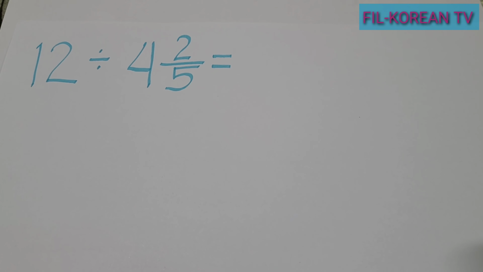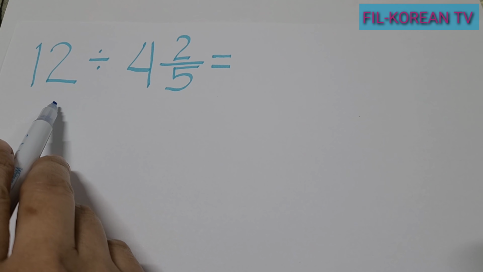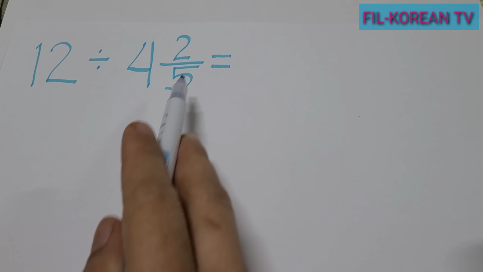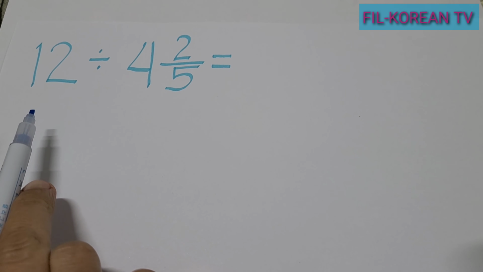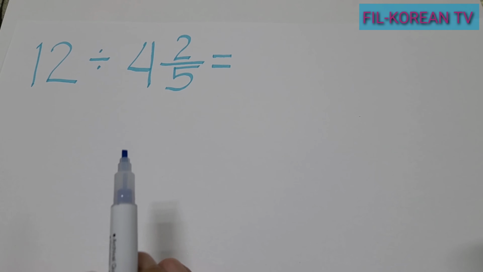Third problem na isosolve natin is division of whole number and mixed number. Okay, 12 divided by 4 and 2/5. Okay, to divide whole number by mixed number, we need to change the whole number and the mixed number into improper fraction. And then, we will multiply the dividend by the reciprocal of the divisor.